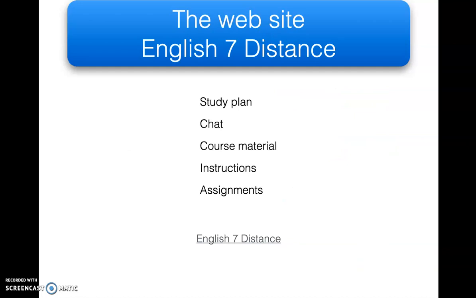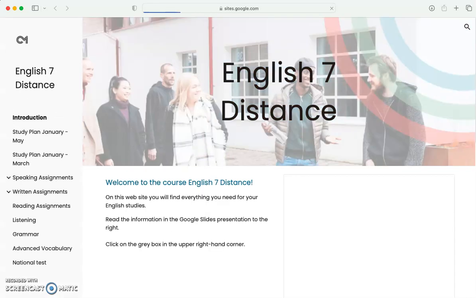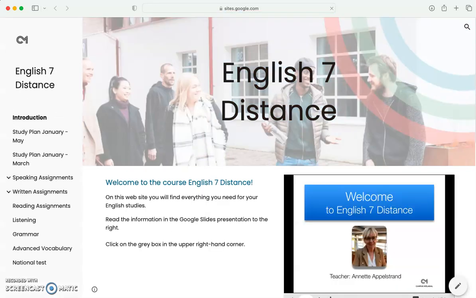And then we have the website, English 7 Distance. This is where you find all the material that you need. The study plan, a chat, the course material, all instructions and assignments. So let's take a look at this website. And this is what it looks like.